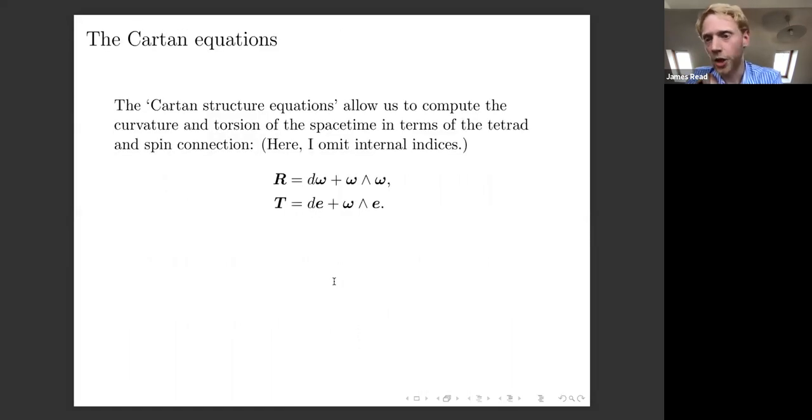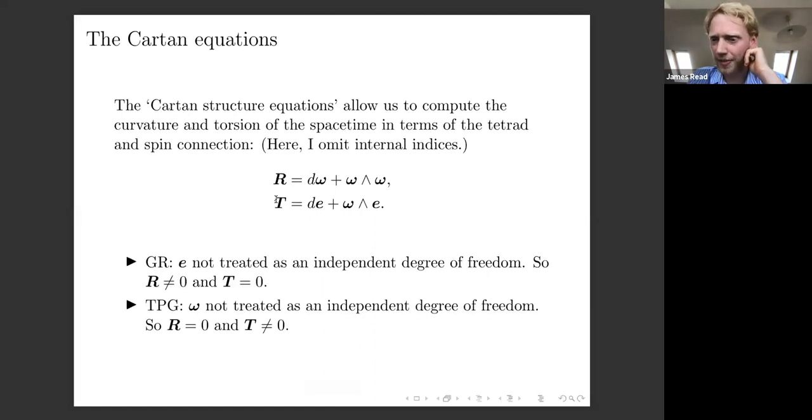Okay, so now I have a tetrad and I have a spin connection in this way of presenting general relativity. I can relate these to the torsion and the curvature of the space-time using these equations, which are known as the Cartan structure equations. I plug in my tetrad and my spin connection, and I'll find out what the torsion and the curvature of the space-time is. This provides a next level up understanding of what's going on in the difference between general relativity and teleparallel gravity.